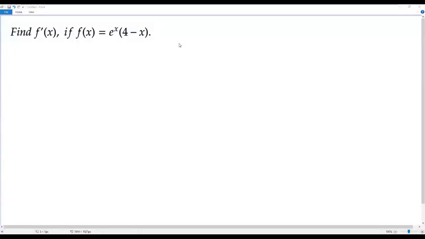Here we have an AP Calculus AB problem. Okay, let's go to the information. Find f prime of x if f of x equals e to the power x times (4 minus x). Here we have a function f of x and we have to find the first derivative of this function, that is f prime of x.